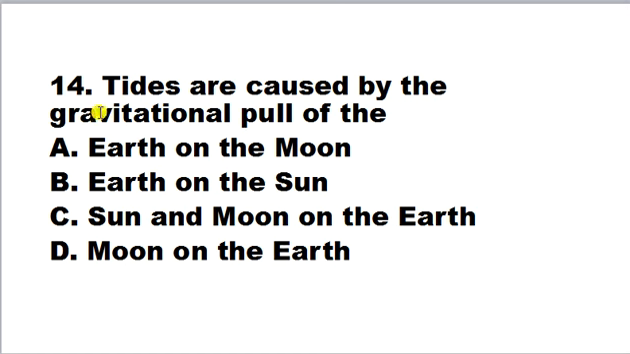Tides are caused by the gravitational pull of the earth on the moon, earth on the sun, sun and moon on the earth, moon on the earth. So correct answer is C.